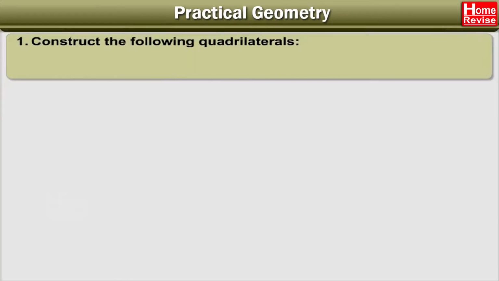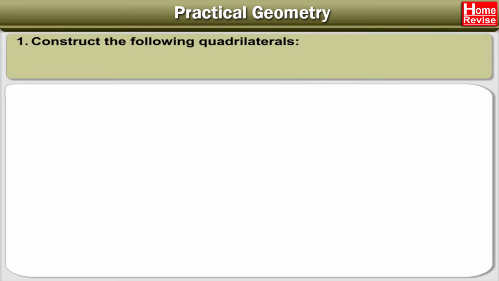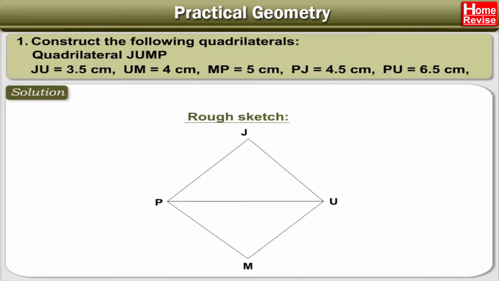Construct the following quadrilaterals. Quadrilateral JUMP. JU is equal to 3.5 cm. UM is equal to 4 cm. MB is equal to 5 cm. PJ is equal to 4.5 cm. And PU is equal to 6.5 cm.